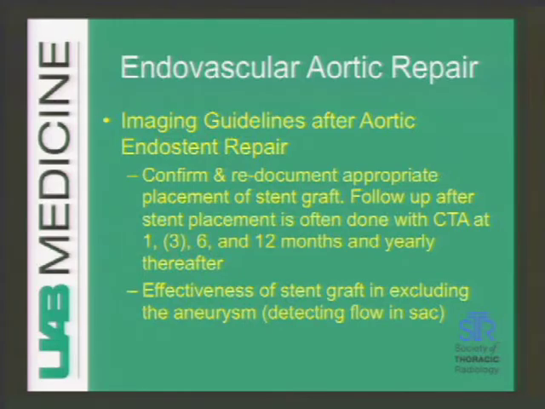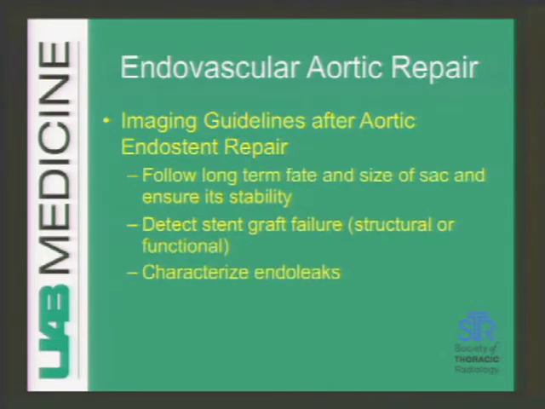In general, you want to follow them with serial CTA surveillance after endostent repair to confirm and document the appropriate placement of the stent graft. You'll follow up after stent placement with CTAs at 1, sometimes 3 months, but generally 6, 12 months, and then annually thereafter. When following these up, you want to assess the effectiveness of the stent graft in excluding the aneurysm, detecting endoleaks or flow in the excluded aneurysm sac. You'll follow the long-term fate and size of the sac and ensure its stability.